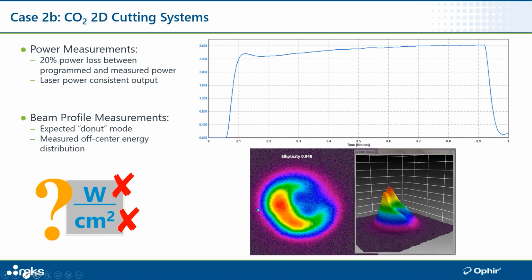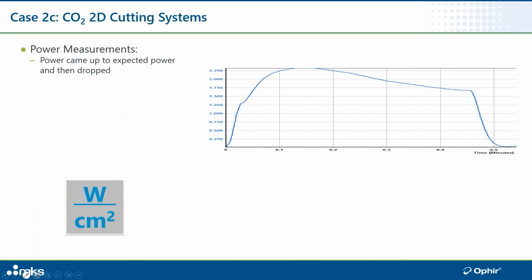You just really don't know what your power density is doing with respect to the process. And then the third CO2 cutting system that I want to take a look at, this particular laser, we took a laser power. The laser power came up to power, fine, and then it started to drop off and it would have continued to drop off. But in about 30 seconds, we just turned the laser off because we could see that the laser was just not producing efficient laser power over the duration of the cut.